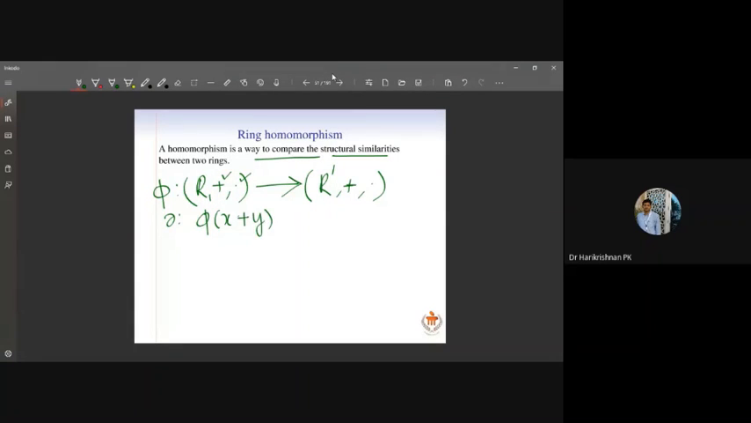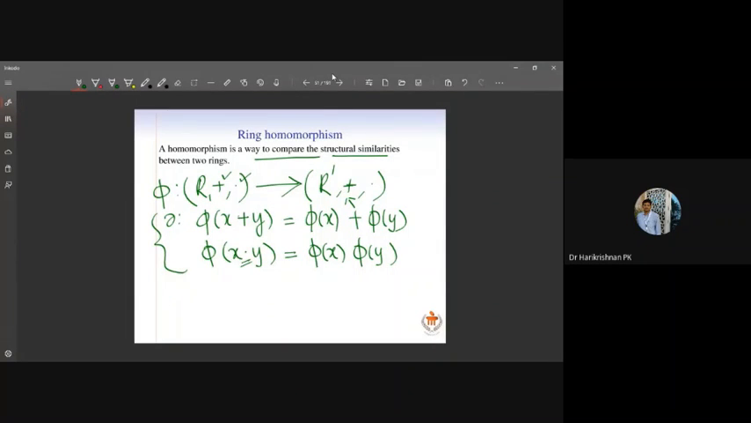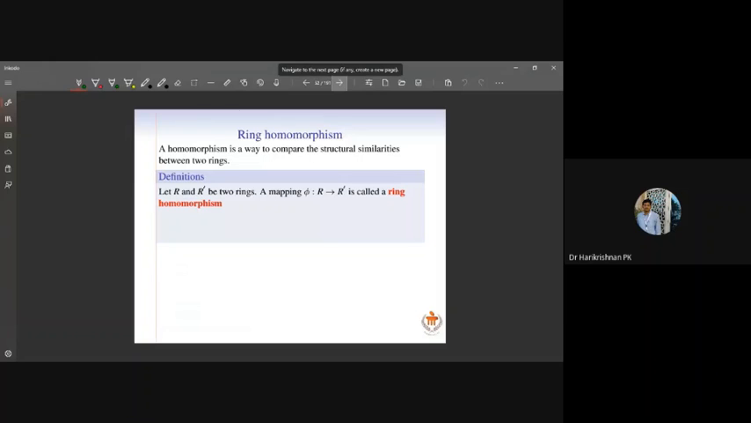phi of x plus y equals phi of x plus phi of y. The plus on the right side is from the second ring, because phi of x and phi of y are elements of R dash, so this addition is the addition in the second ring. And preserving multiplication means phi of x into y, where the multiplication is the one defined on R, equals phi of x into phi of y. If these two conditions are satisfied for the map phi, then we call phi a homomorphism between the rings R and R dash. So it should preserve the operations.